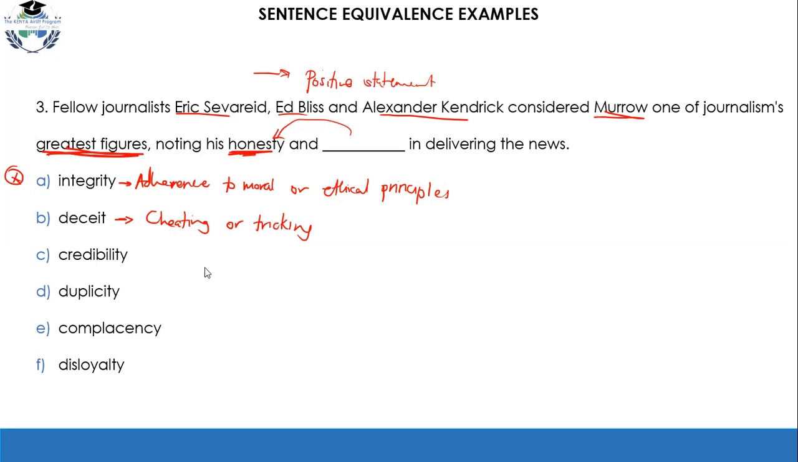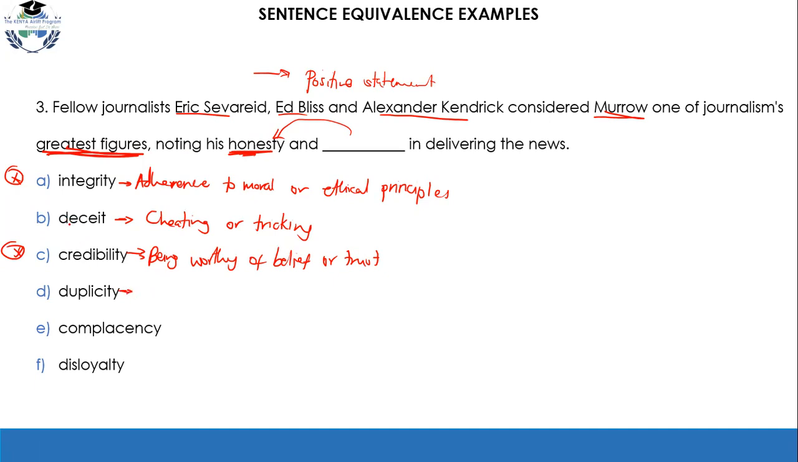So let's look at credibility, right? Credibility means being worthy of belief or trust. That's what credible means, being worthy of belief or trust. This again is positive, right? They know he's honest, so probably he's worthy of belief, right? Because they believe he's honest. So again, could be an option, right?